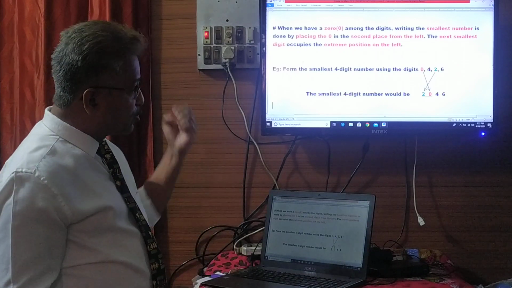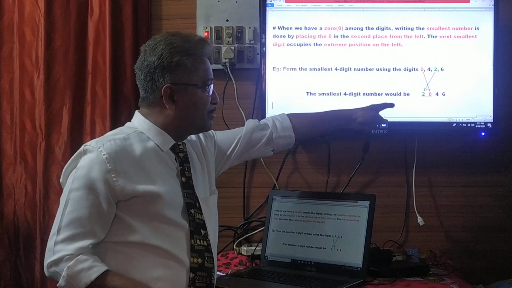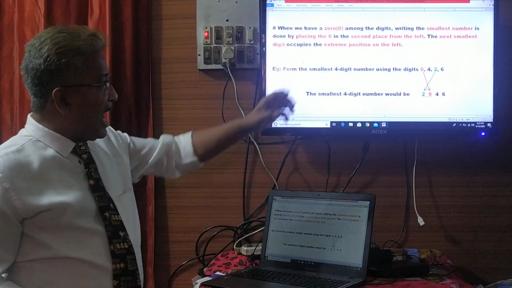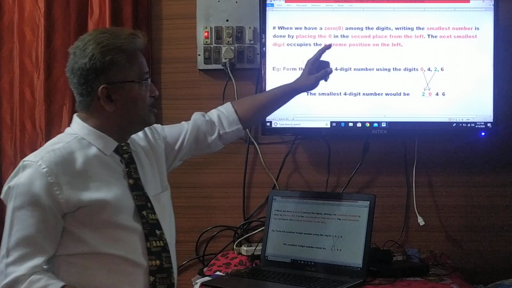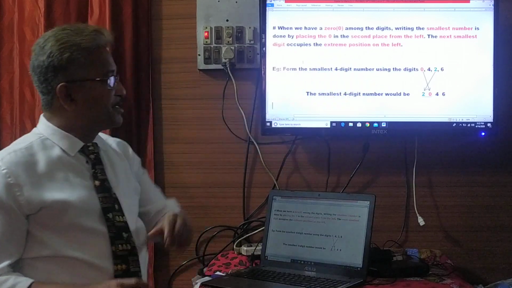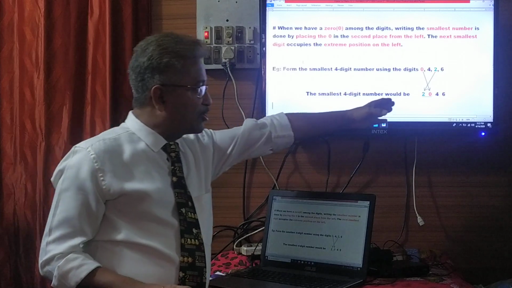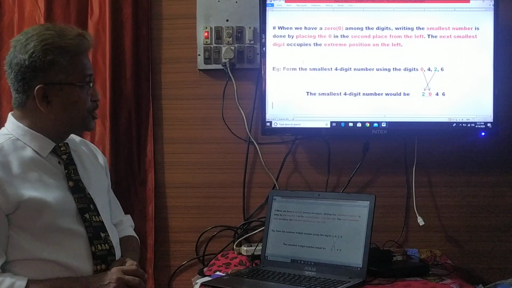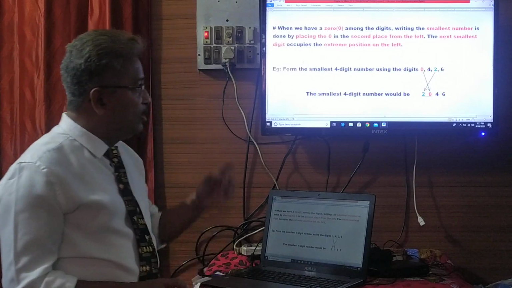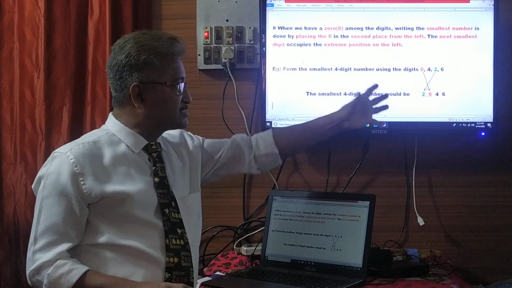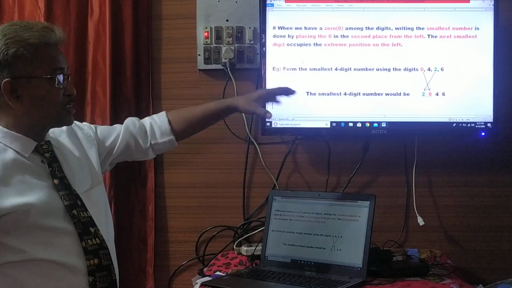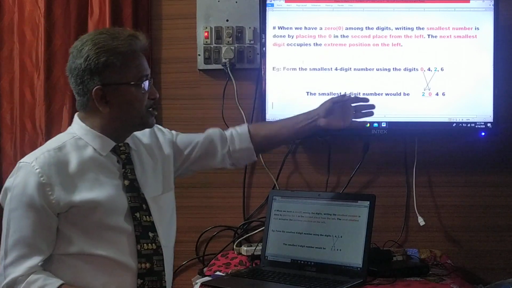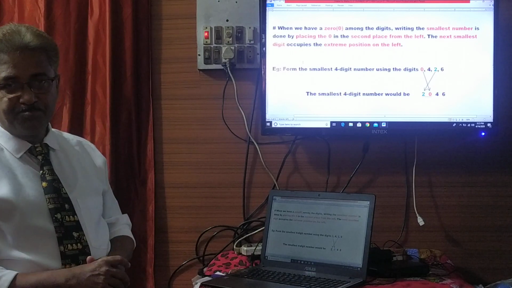So therefore, the rule says that 0 comes in the second place of the number, and the next lowest number, that is 2 in this case, comes and occupies the first place or the extreme left place. So the smallest 4-digit number would be 2, 0, 4 and 6. So 2 being the lowest other than 0 comes in front, then 0 in the second place, and then the other 2 in ascending order.